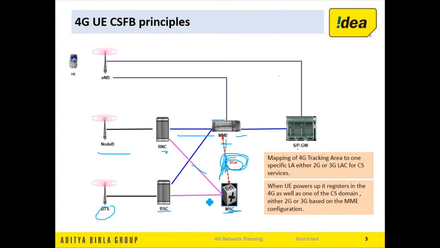Now when a UE powers up, it will carry out a location area update based on this mapping, which is the TA to LA mapping. So not only will the UE register in the 4G network, but it will also register in a CS network, either 2G or 3G, and it has to be one, and it is a choice that we have. Our current configuration is that it will latch on to the 3G LAC.